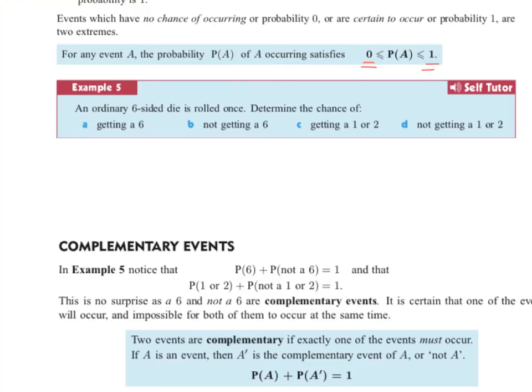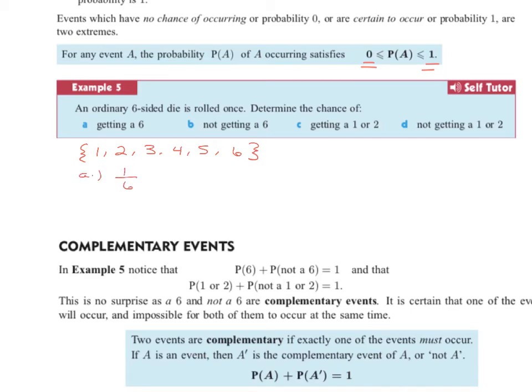Let's look at A. A is the easiest. What's the probability of getting a 6? Well, in a 6-sided die, what is your universal set, or that sample space? You can either get a 1, a 2, a 3, a 4, a 5, or a 6. Well, the probability of getting a 6 is just one of those, right? So for A, it's just 1 out of 6.